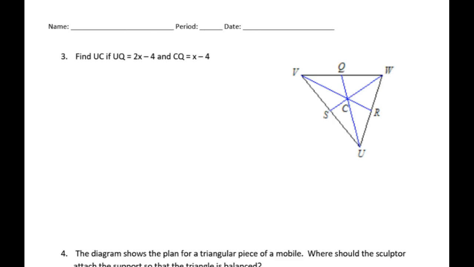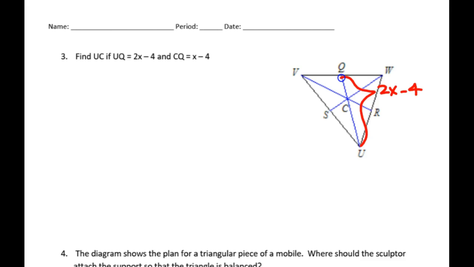Check out number 3. On number 3, find UC if UQ is 2x minus 4. So, UC. Now, I'm looking for UC, but I know the whole thing, UQ, is 2x minus 4.